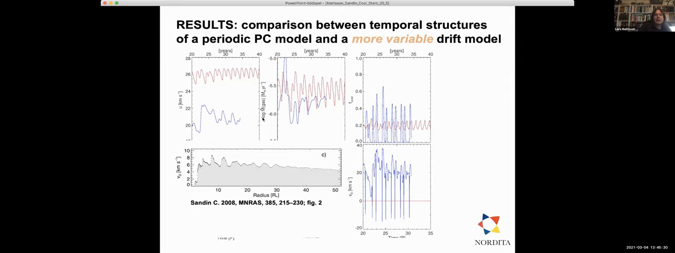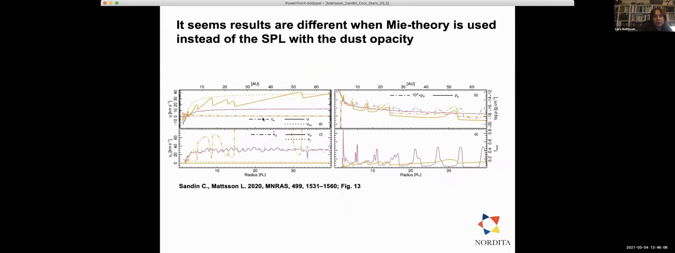There are also examples of cases where you get more variation with a drift model, which has turned out to be maybe related to numerics, but we also see that when the drift velocity is very variable, then everything gets very unstable in the model. So there are counter cases here. It's not always that you get a more stable outflow with a drift model. And we also, like I said, tried a ME theory and compared with the small particle approximation.